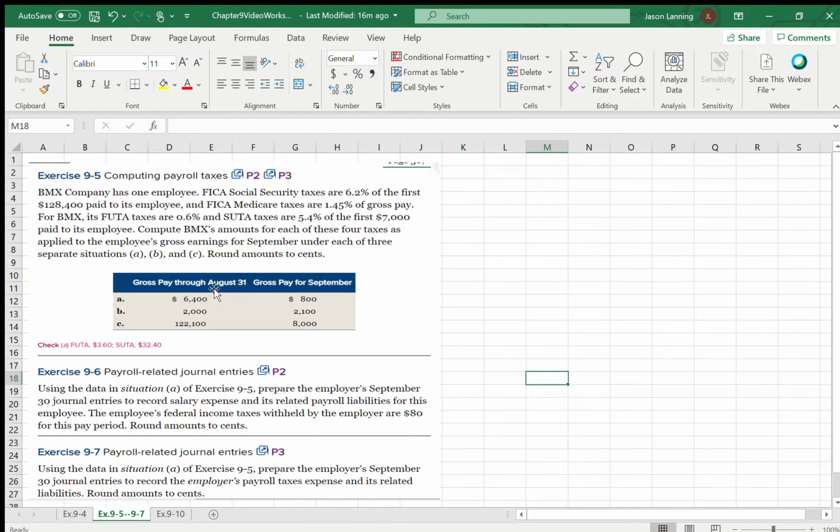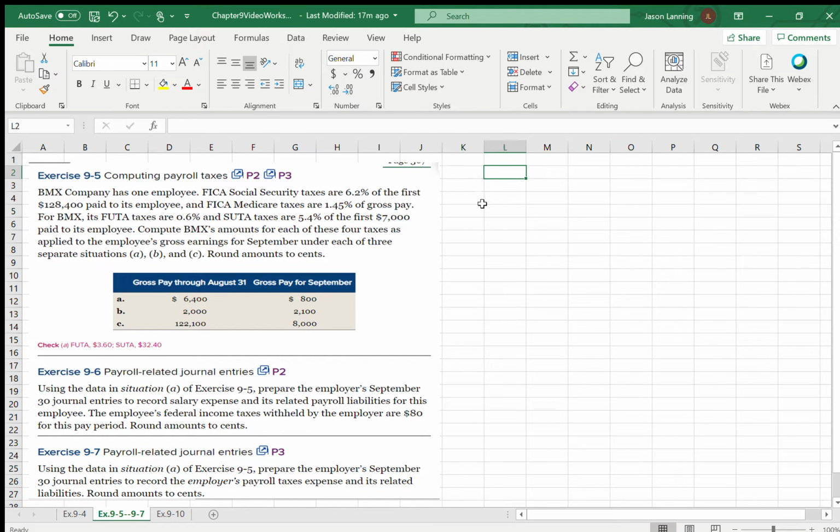So in A, we have the gross pay for September. We have their pay through August. So we're going to be adding these, to see if they hit any of these thresholds. So in 9.5, we have A, B, and C.